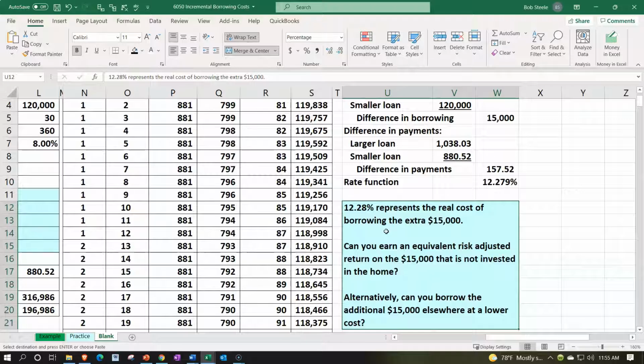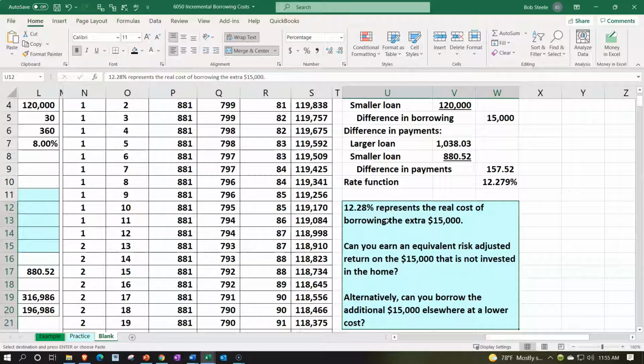And then 2, well, if there's somewhere else, can you earn an equivalent risk-adjusted return on the $15,000 that is not invested in the home? In other words, if you don't need to put the $15,000 there, and you can put it somewhere else, could you get a better return? Alternatively, could you borrow the additional $15,000 elsewhere at a lower cost?